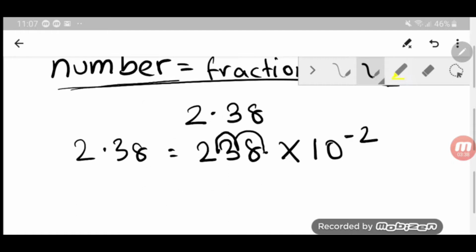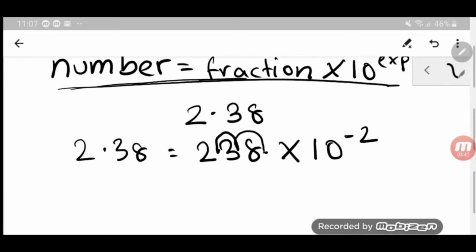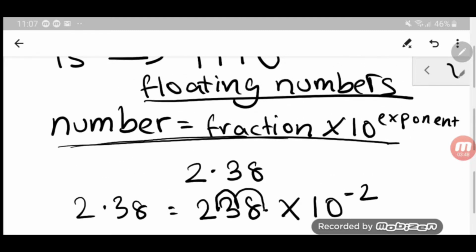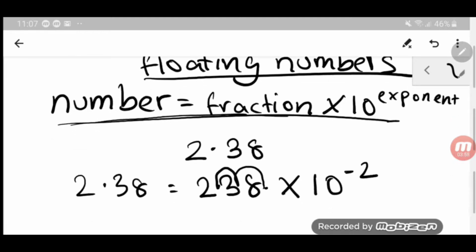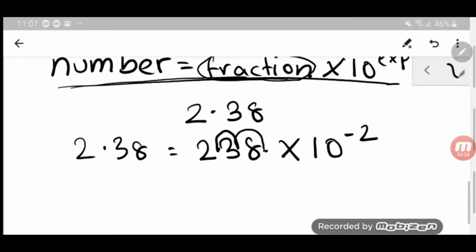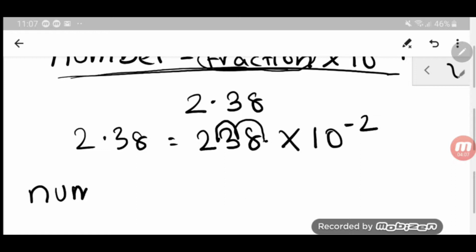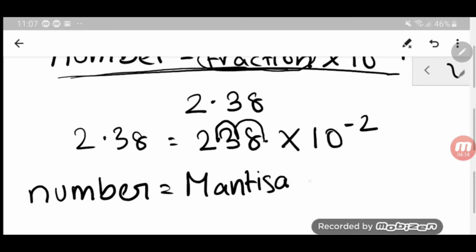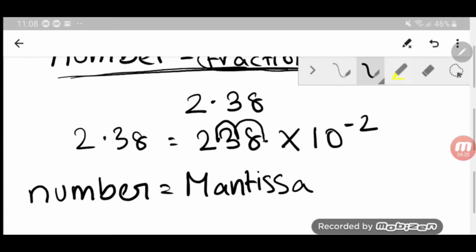So in this format, the fraction and the exponent can both be negative or positive. So for the sake of computer science, let's replace the word fraction with the word mantissa. So it becomes number equals mantissa multiplied by 10 to the power exponent.